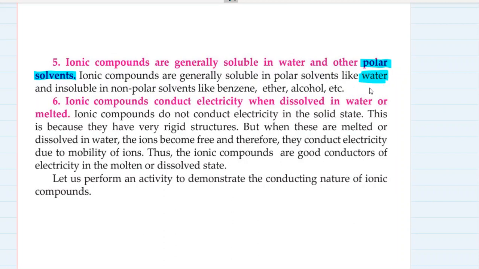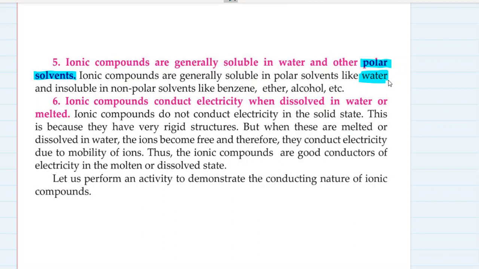What water does is, water breaks the forces of attraction which exist between the ions of ionic compounds. So water and other polar solvents break these forces of attraction and can easily dissolve ionic compounds.